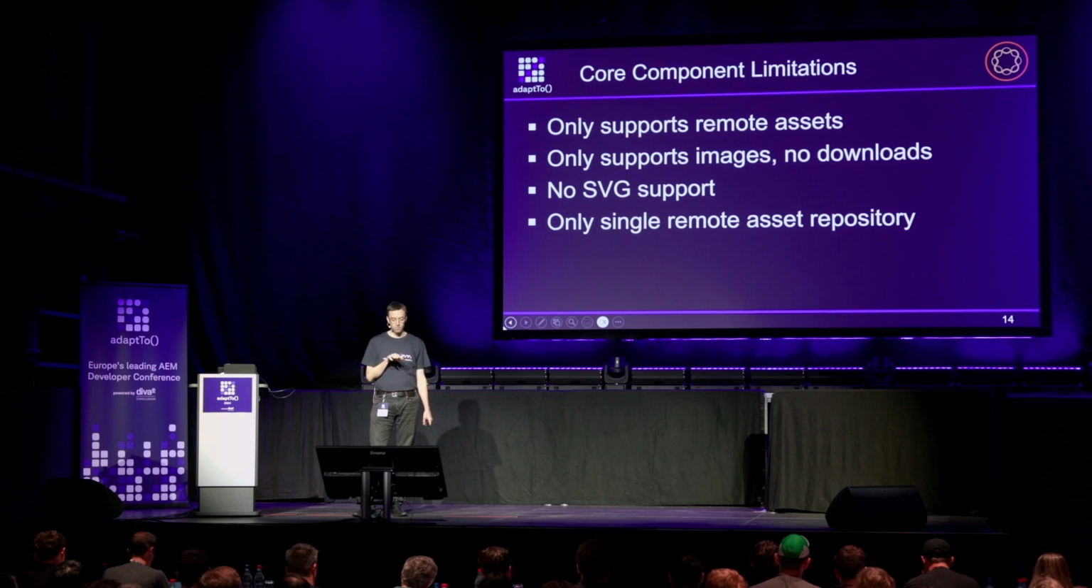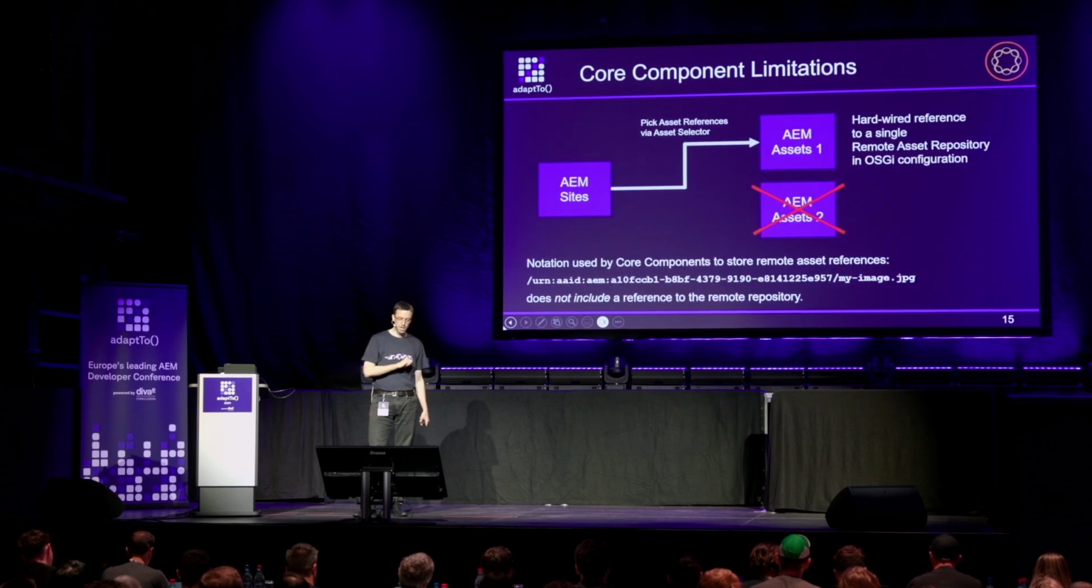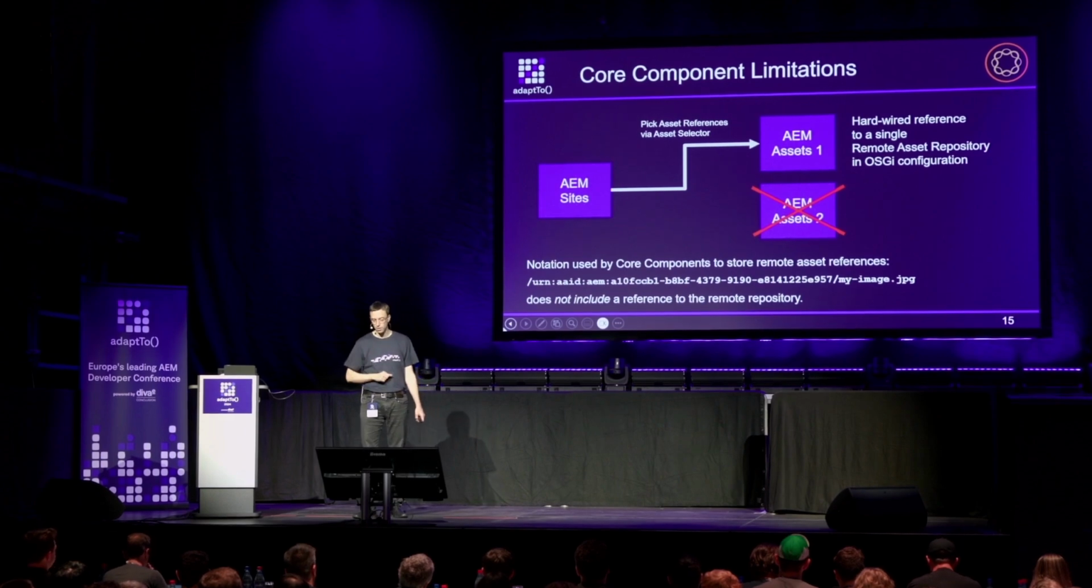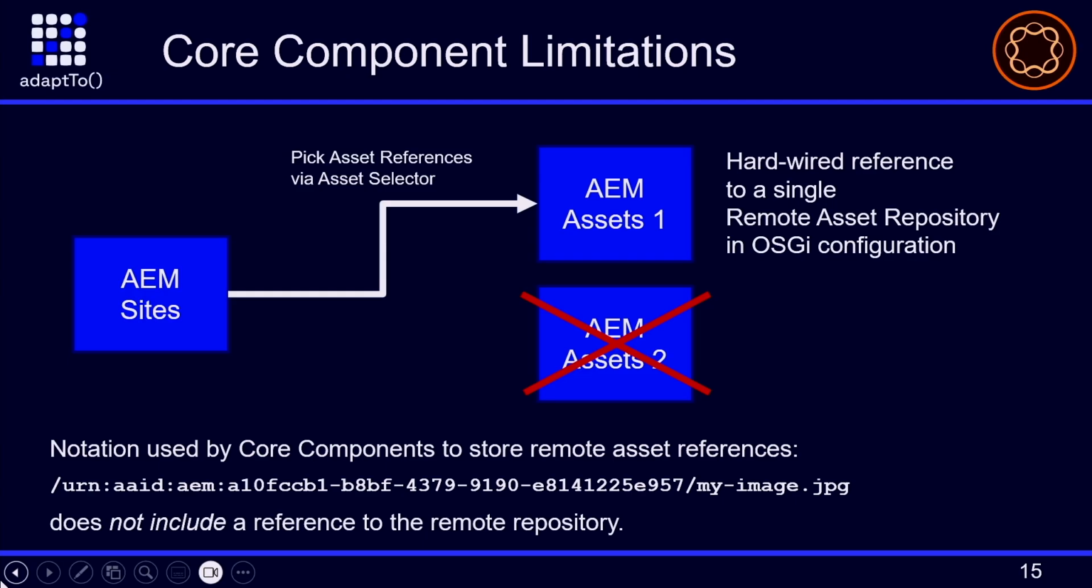And you can only configure one single remote asset repository. What does it mean? So we have one AEMaaCS instance and probably multiple remote asset repositories. This is technically possible with asset selector and so on, but the core components and the way it's currently configured in AEM itself, currently configuration-wise, support only one hardwired remote asset repository. So currently, you can only pick from one remote asset instance, which is probably in most cases fine.